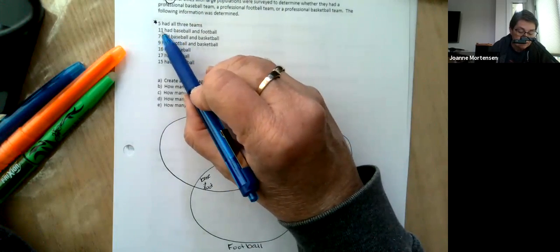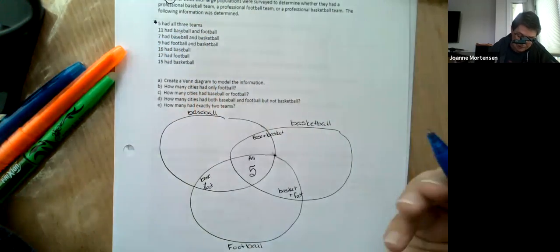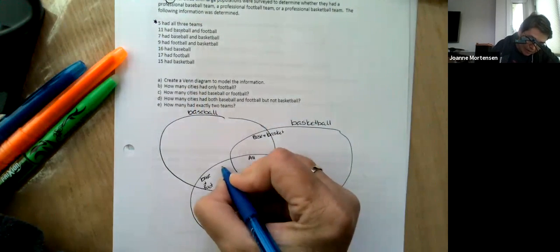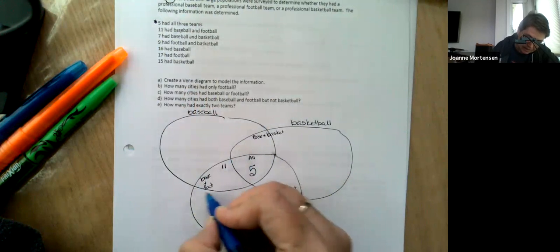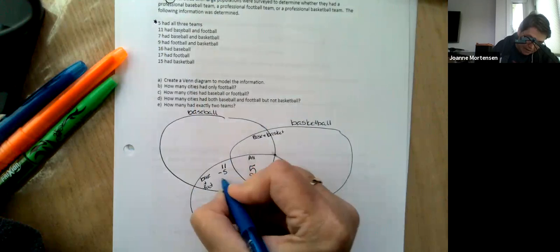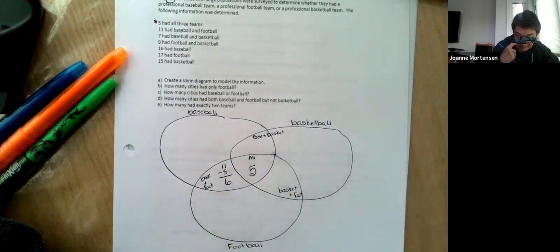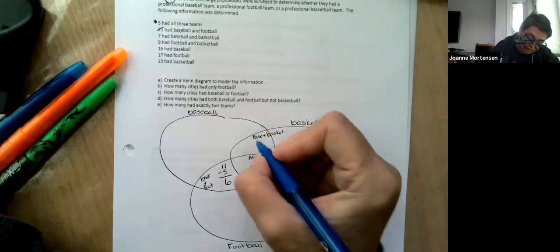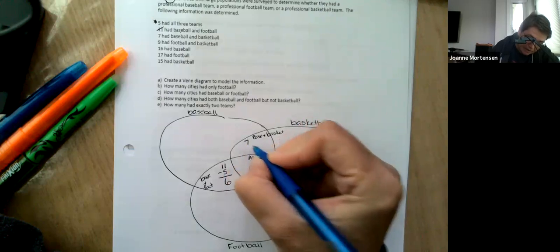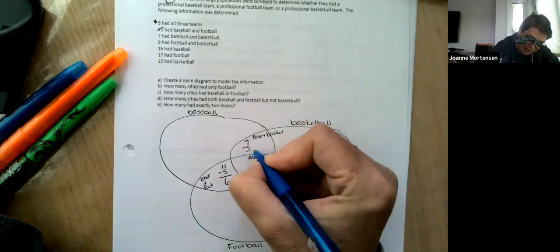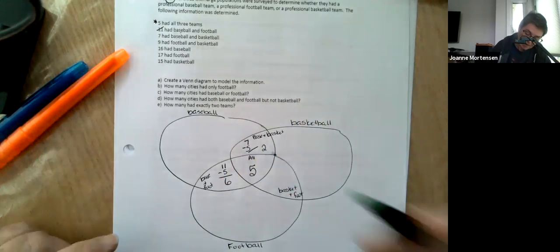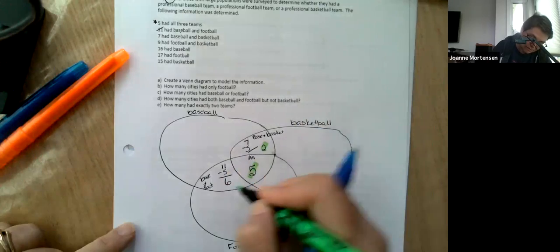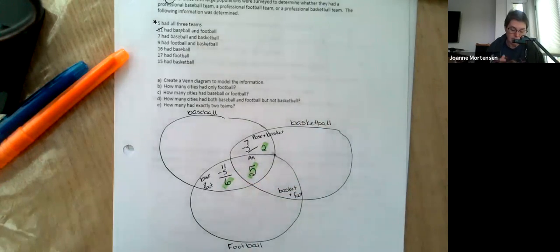All right, so it says 11 had baseball and football. So there's 11 in this entire intersection, but I already counted 5. That leaves me 6. Check. 7 had baseball and basketball. 7 minus the 5 that had all 3 is going to give me 2. And I'm going to start highlighting my numbers so I don't lose them. All right, we should have one more.